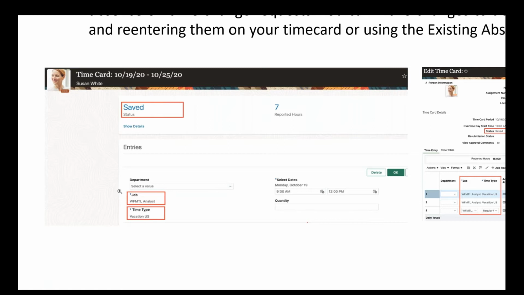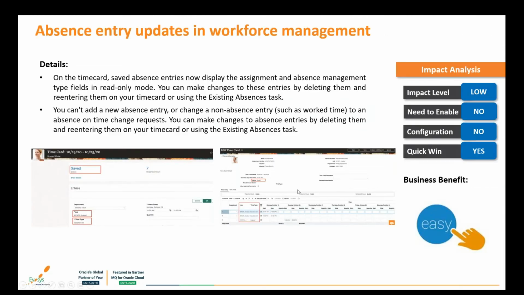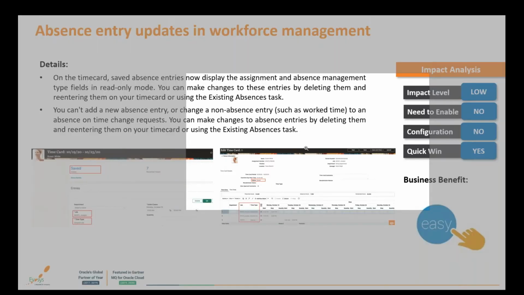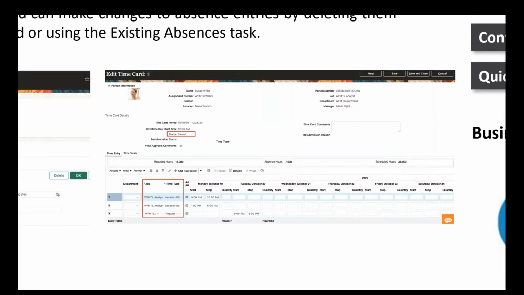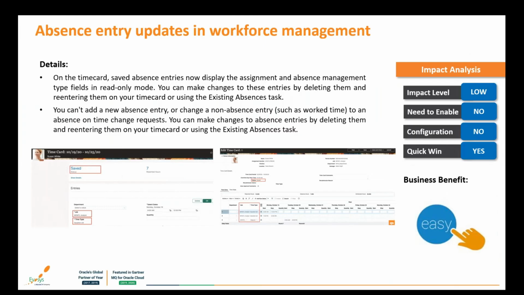we are viewing the time card of an employee that is in saved status, which also displays the job on assignment as well as the absence type. Please note that you cannot directly make changes to these entries, and in order to make any updates, you will have to delete and re-enter them on your time card, as you can see in this screenshot. So this update maintains the integrity of data between absence management and time and labor.